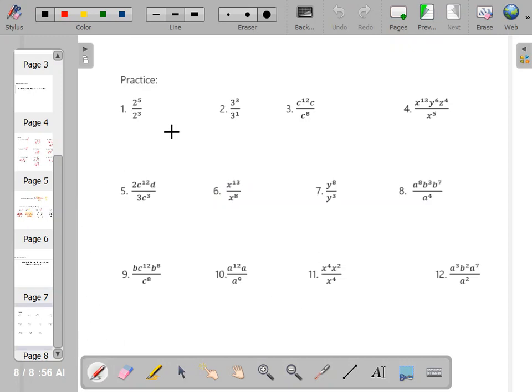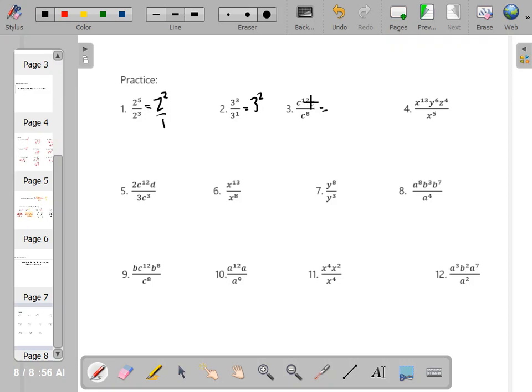So if I start to think about this, the way I'm going to say it is, how many 2's are going to cancel out? Well, there's 3 in the bottom and 5 in the top. So 3 will cancel out. How many are left? 5 minus 3 is 2. There are 2 2's in the top, so 2 squared. You have 3 3's in the top. You have 1 3 in the bottom. 1 will cancel out. You will have 2 left in the top.